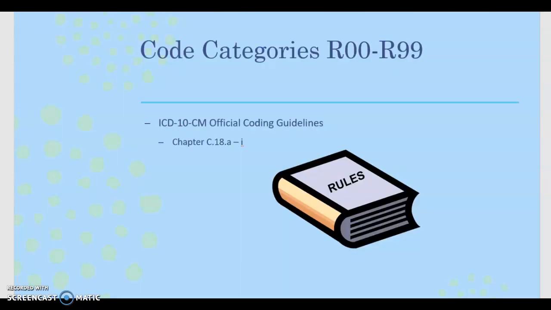First, let's look at the code category that these codes will be from. Any codes for symptoms, signs, abnormal conditions, and laboratory findings not elsewhere classified will start with the code R00 through R99. As a coder, you will become familiar with your code category, or the code chapter it belongs to, by what the code starts with. Any codes starting with an R belong to chapter 18 in our ICD-10-CM coding system.